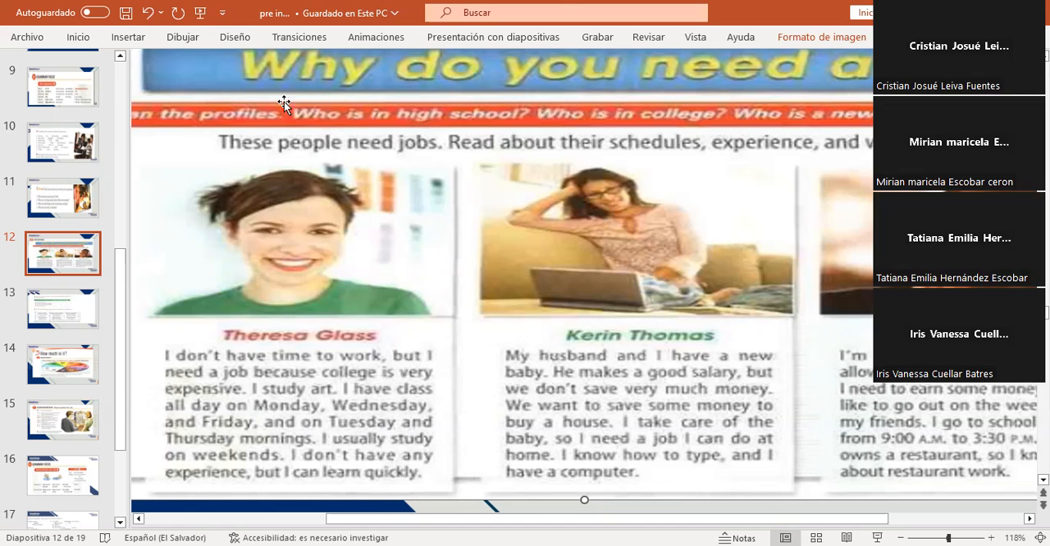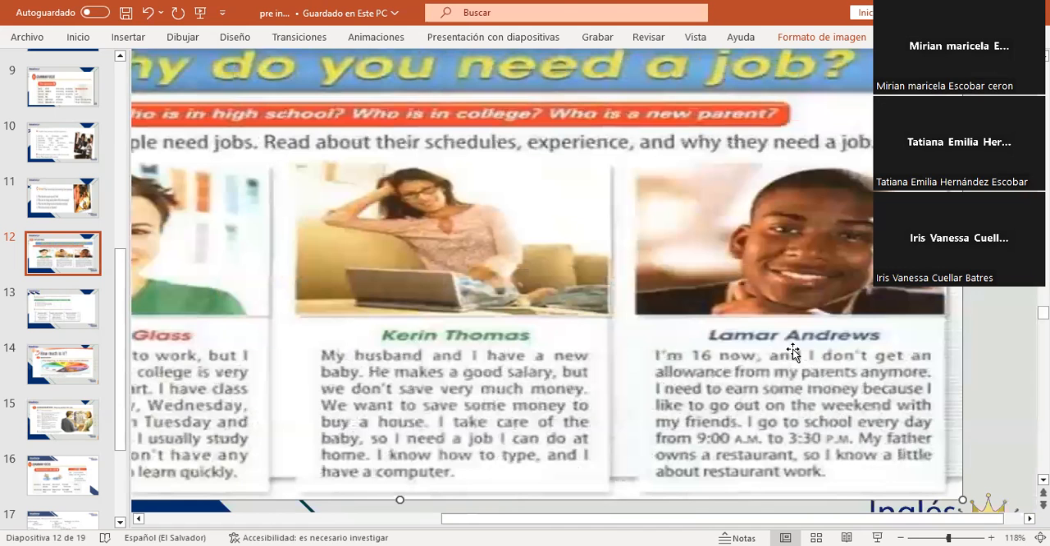All right, let me see. Christian? Yes. Can you read about Lamar Andrew? Okay. I'm 16 now, and I don't get an allowance from my parents anymore. I need to earn some money because I like to go out on the weekends with my friends. I go to school every day from 9 a.m. to 3:30 p.m. My father owns a restaurant, so I know a little about restaurant work.